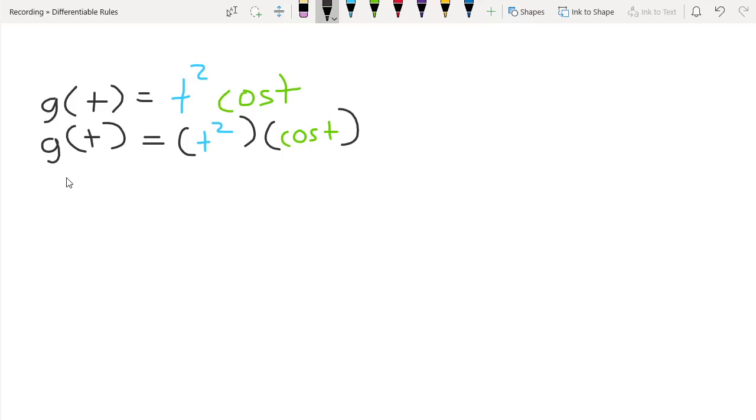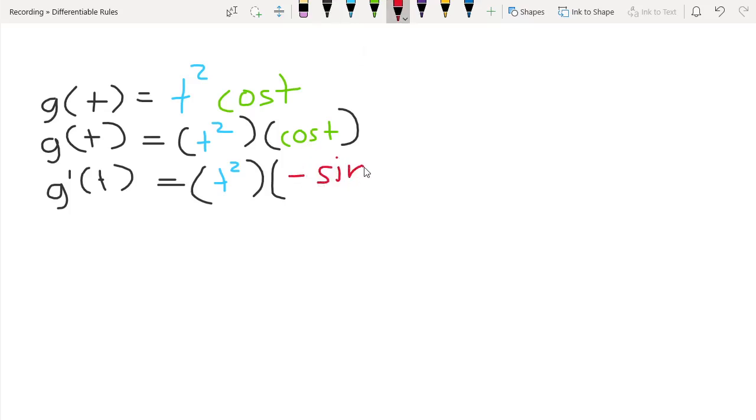So I'm assuming that you paused the video and did this problem here, but if not, I'll explain the problem. If we want to find the derivative of it, g prime of t, we first find f of x. f of x in this case is t squared. So then we do t squared times the derivative of g of x, which in this case is cosine of t. The derivative of cosine of t is negative sine of t. So negative sine of t.